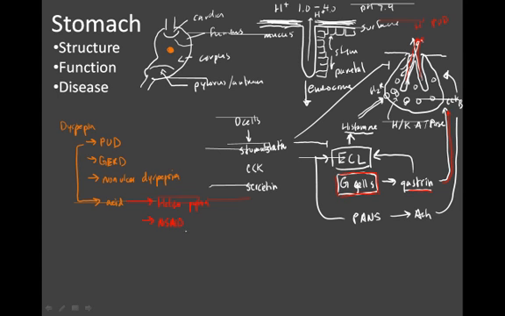NSAIDs are a class of non-steroid anti-inflammatory drugs, which include aspirin, ibuprofen, naproxen, which is Advil, and celecoxib, and a bunch of other drugs that inhibit cyclooxygenase. They usually work by decreasing prostaglandin synthesis, especially PGE, and also decrease the amount of platelets. So they are usually helpful to prevent clots.